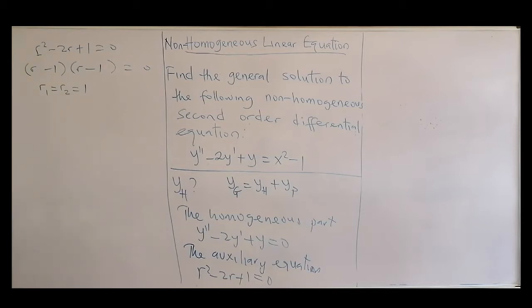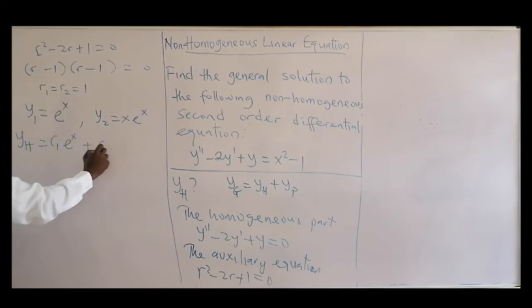Okay? Which is 1. So in that case now, the general solution for the homogeneous will be equal to your y1 solution. Your y1 will be equal to e to the power of your r, which is 1, that's e^x. Then your y2 is x e^x. So the general solution for the homogeneous is c1 y1 plus c2 y2. So that's the general solution.